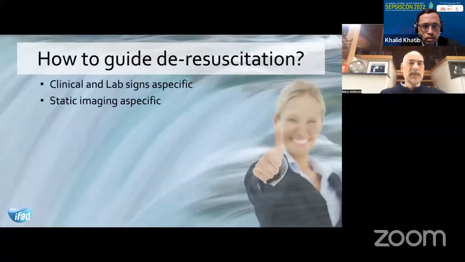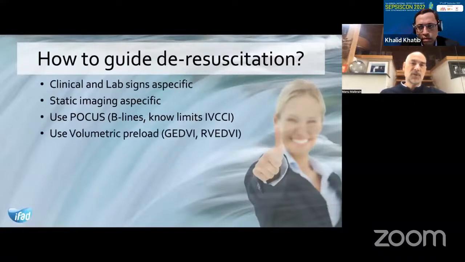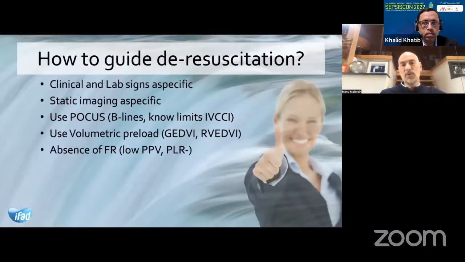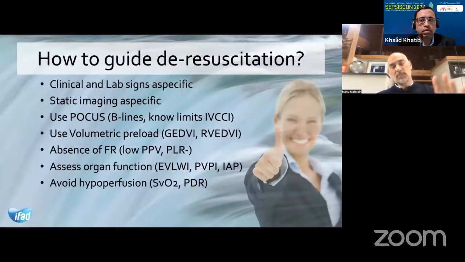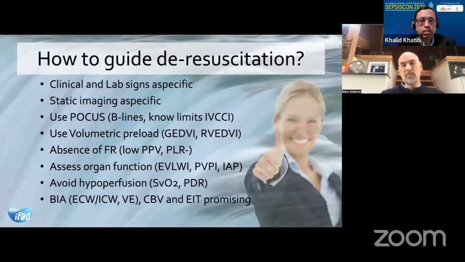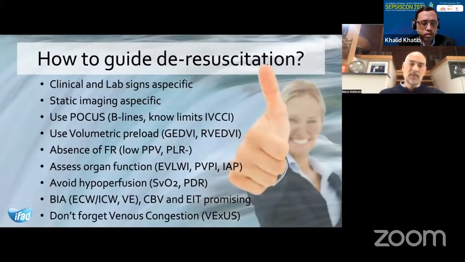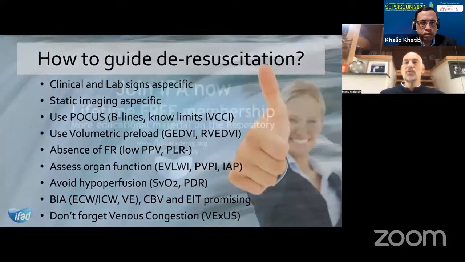So how to guide: clinical, lab and imaging is rather specific. You could use point of care ultrasound, and preload volumetric ones. The absence of fluid responsiveness is interesting. Look at the impact of fluid accumulation on organ function, lung water, PVPI, abdominal pressure. Avoid hypoperfusion by close monitoring. And I think in the future, bioelectrical impedance analysis, circulating blood volume, maybe EIT, which I didn't mention, are promising. And don't forget the venous congestion score.